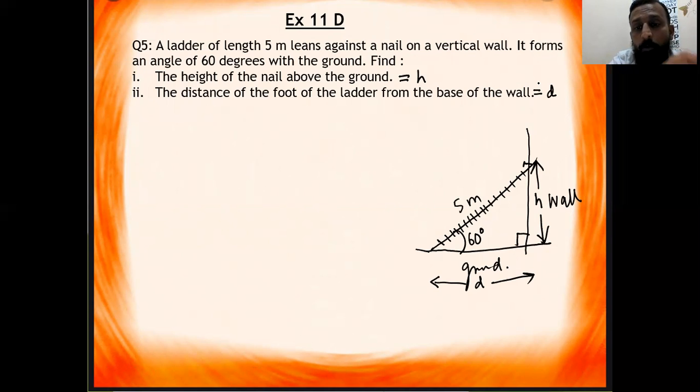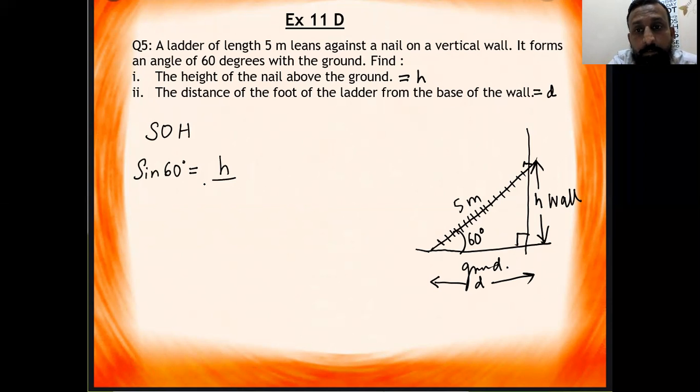Okay, so first thing, in order to calculate the height of the wall, what do we need to have? We need to have the relation between the opposite and hypotenuse. Opposite and hypotenuse, they both come in sine. So I can use the sine function. Sine of the angle 60 degrees.